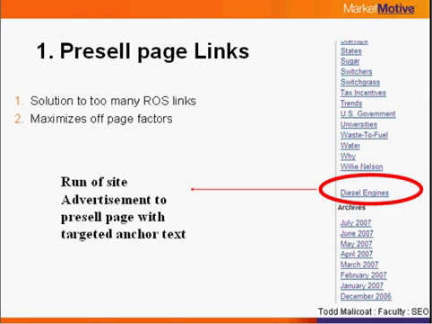So this is an example of just how a pre-sale page would work. On the right-hand side, we have a blog: states, sugar, switchgrass. These are all blog topics, blog categories. Diesel engines is actually our advertisement. I don't remember the exact page that this is on, but it's on a blog, so it shows up on a couple hundred pages. We want diesel engines to then link to the page that I will show on the next slide, to maximize off-page factors on a page that's then going to link back to our site to get the most bang for our buck out of that advertisement.